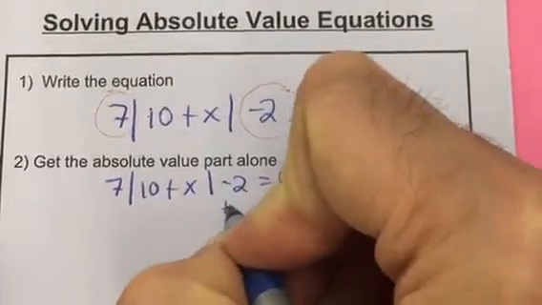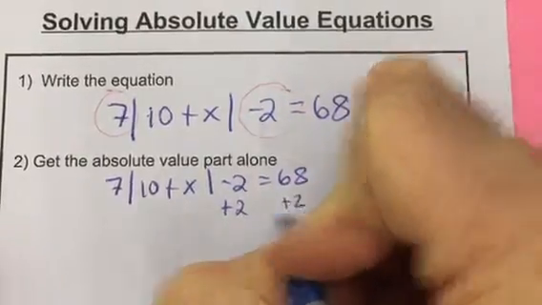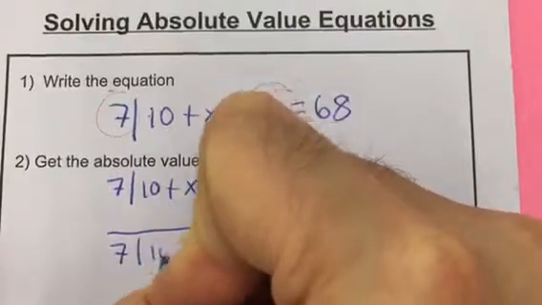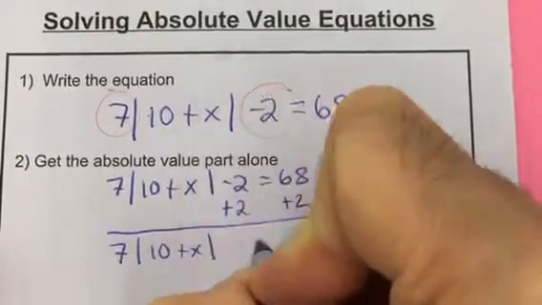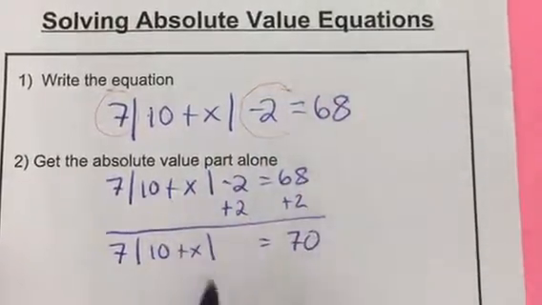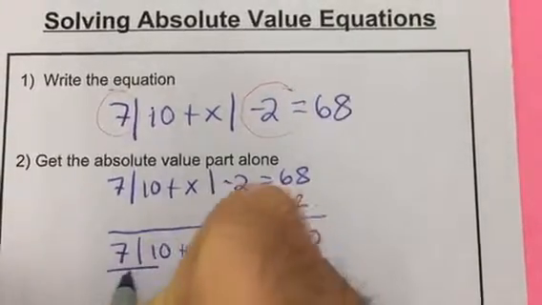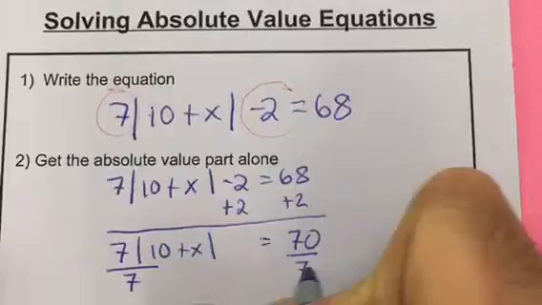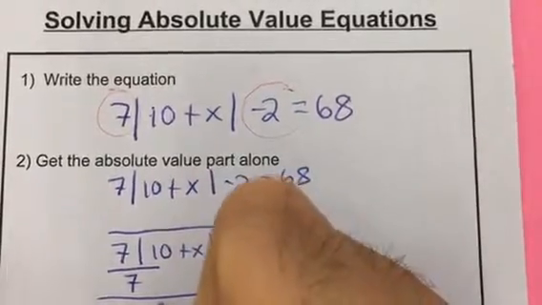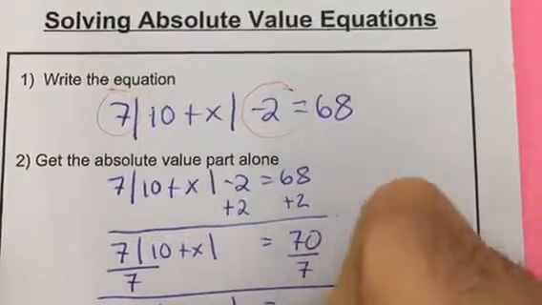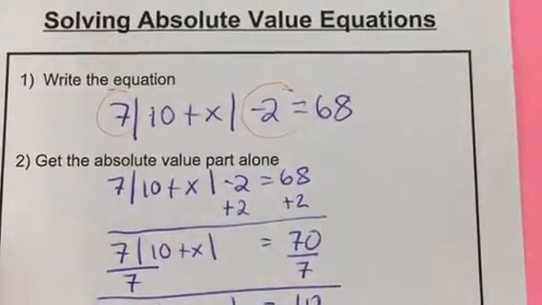So my first step will be to add 2. Add 2. 7 absolute value of 10 plus x equals 70. All right, this is gone. Now I want to get rid of this part. Divide by 7, divide by 7. Absolute value of 10 plus x equals 10.